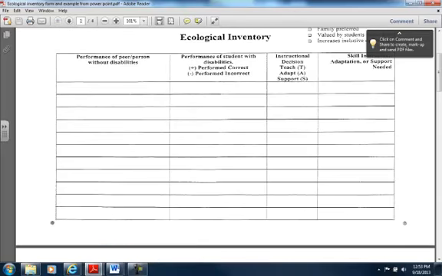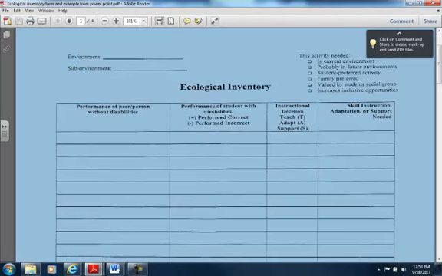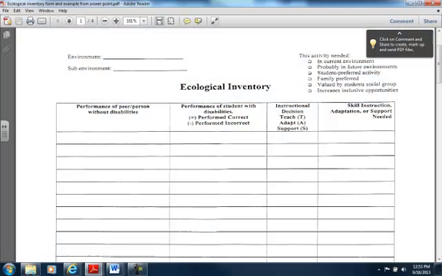However, make sure that you do not forget to put your language in here as well. I want to know what language, what vocabulary the student has to have in order to be successful in whatever environment you're doing. So make sure you include skills and language in this.